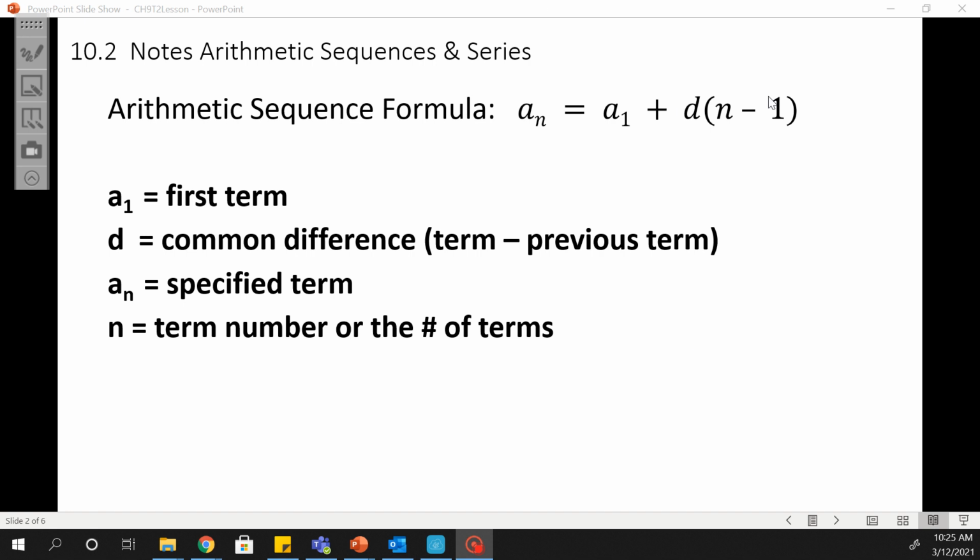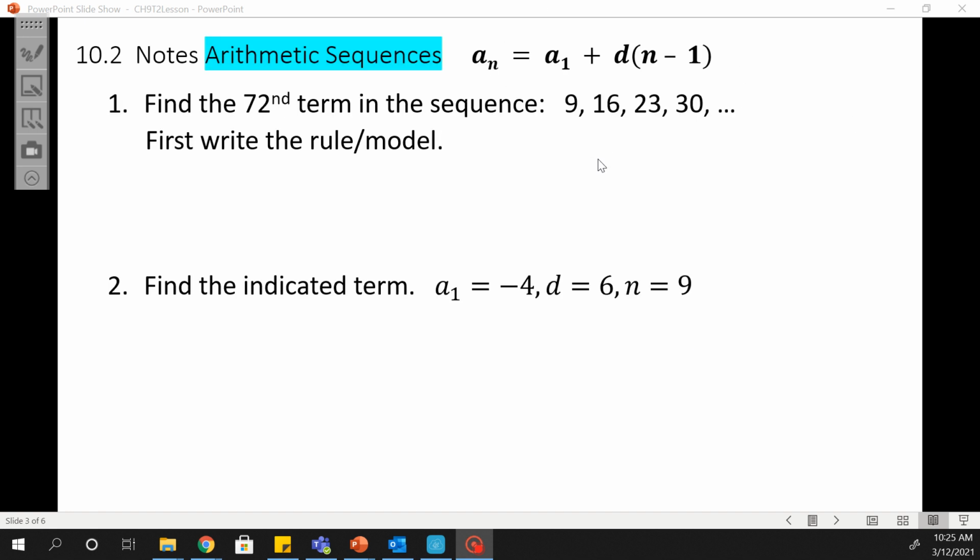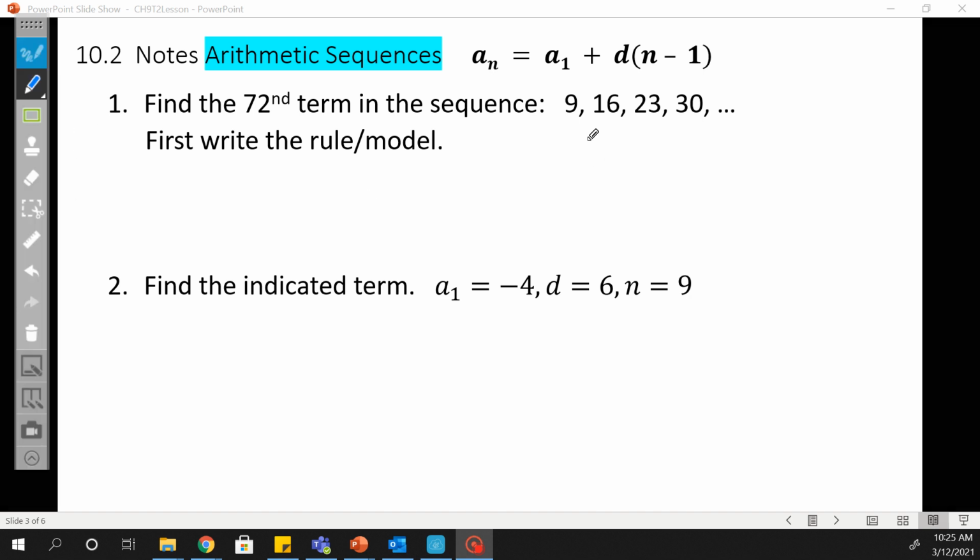We can use this formula to define any sequence. So for number 1, we have find the 72nd term in the sequence, and we're given the sequence 9, 16, 23, and 30. First, write the rule and the model. So the two things that you need to determine a sequence are the first term and the common difference. Well, in this case, the first term is 9. a1 is 9. The common difference, it appears that we're adding 7 each time.